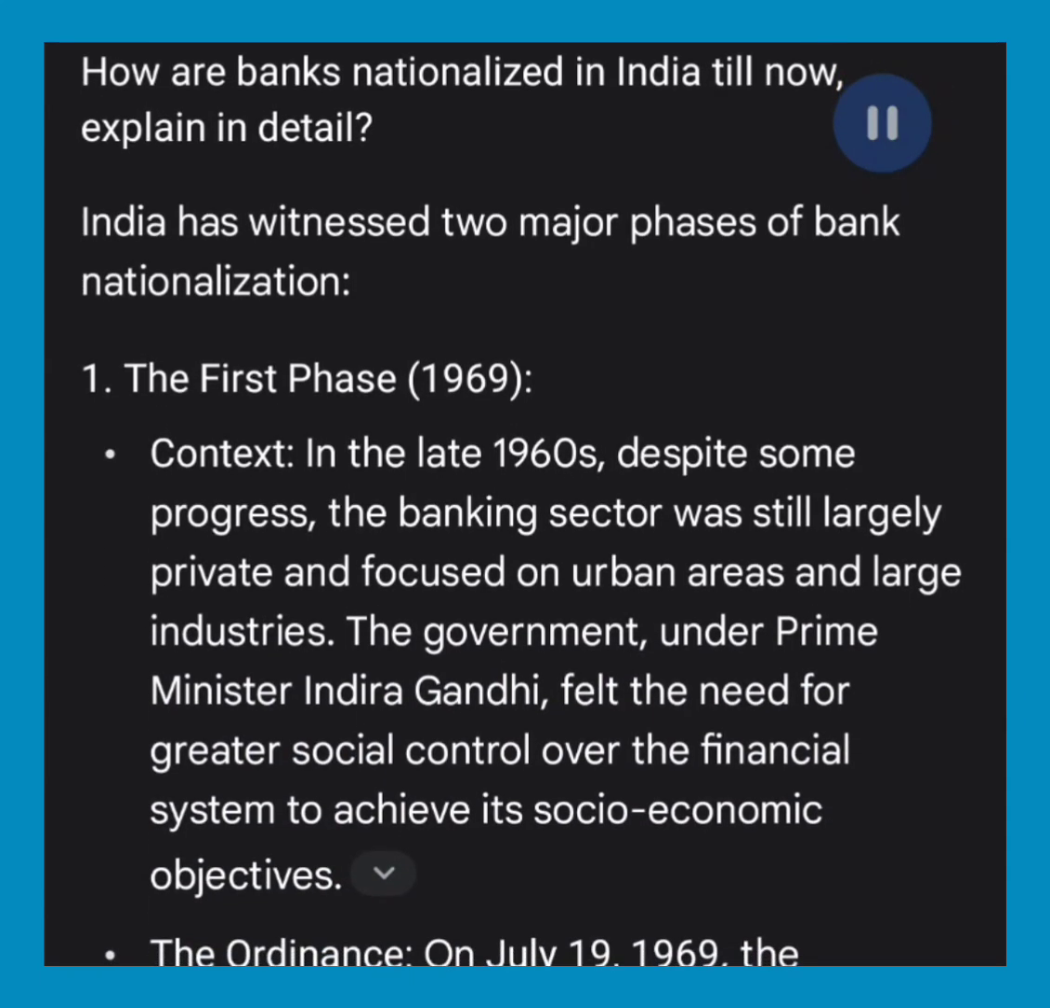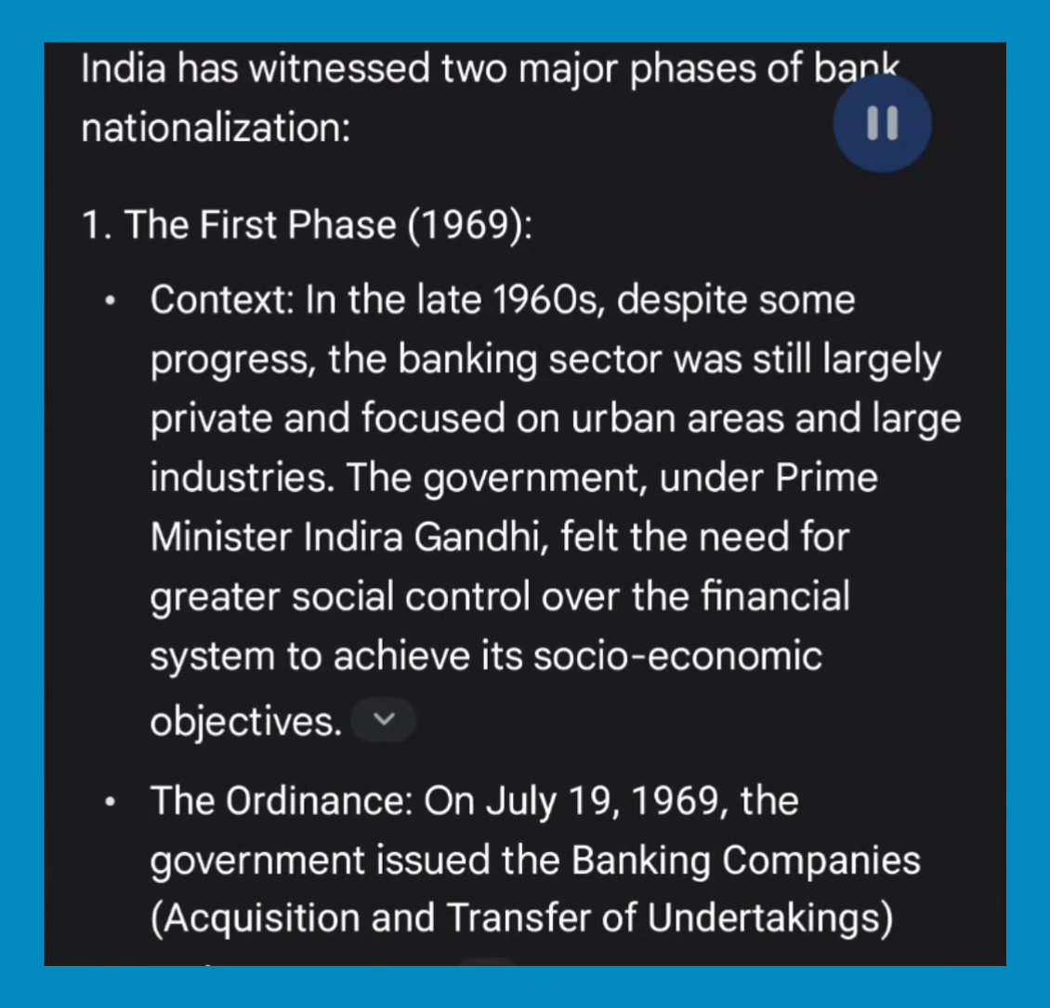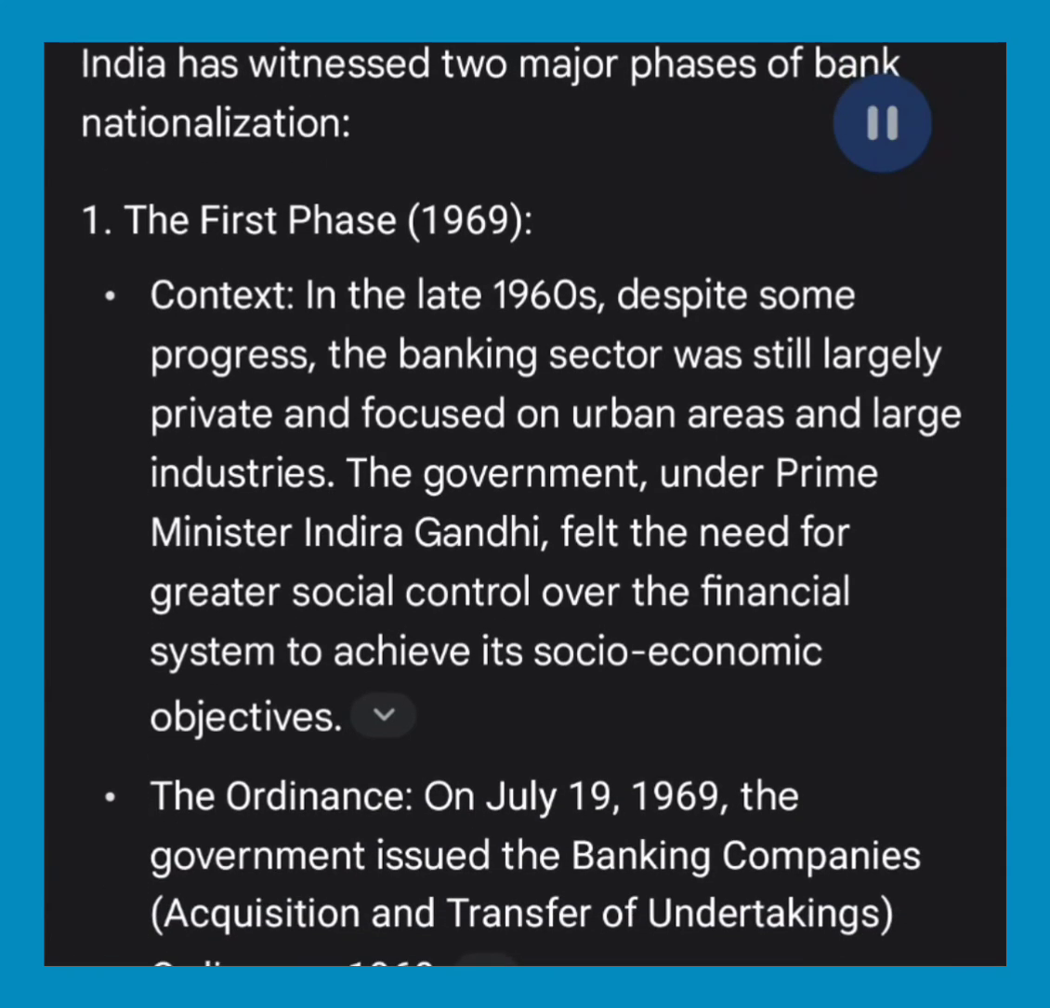How are banks nationalized in India till now? Explain in detail. India has witnessed two major phases of bank nationalization. 1. The first phase, 1969. Context. In the late 1960s, despite some progress, the banking sector was still largely private and focused on urban areas and large industries. The government, under Prime Minister Indira Gandhi, felt the need for greater social control over the financial system to achieve its socio-economic objectives.